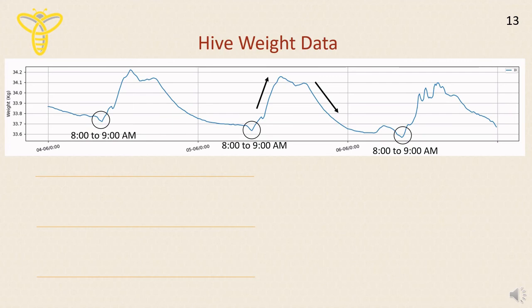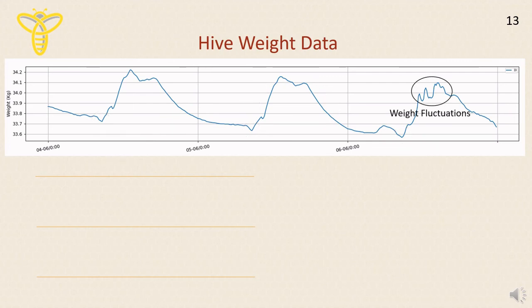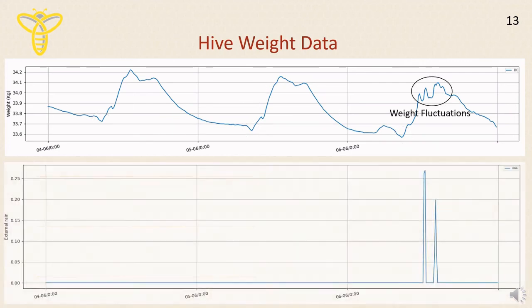We also see some fluctuation in the weight on 6th of June. This is because the weight of the hive is affected by a lot of external factors. In this case, it is the rain. Overall, we can see that the hive weight is going down, something we expect in the winter season.